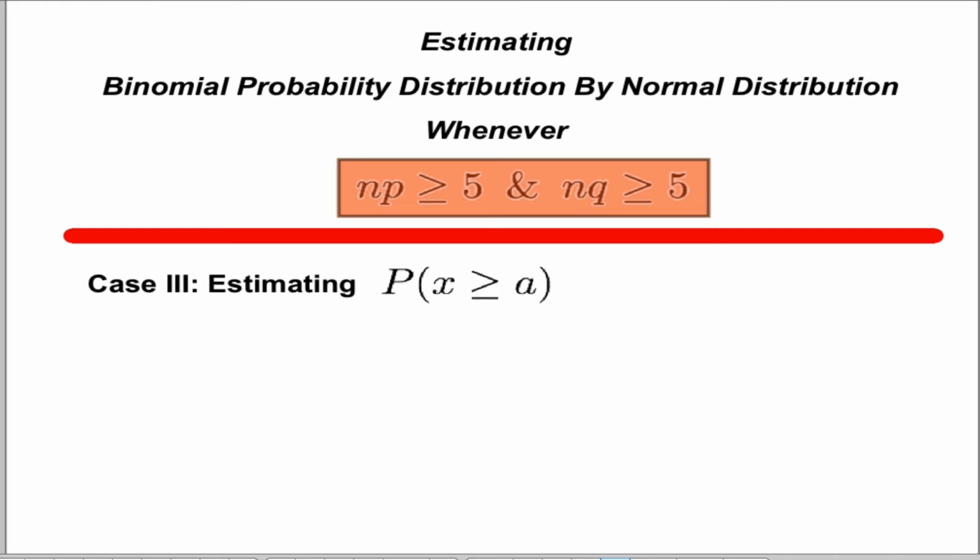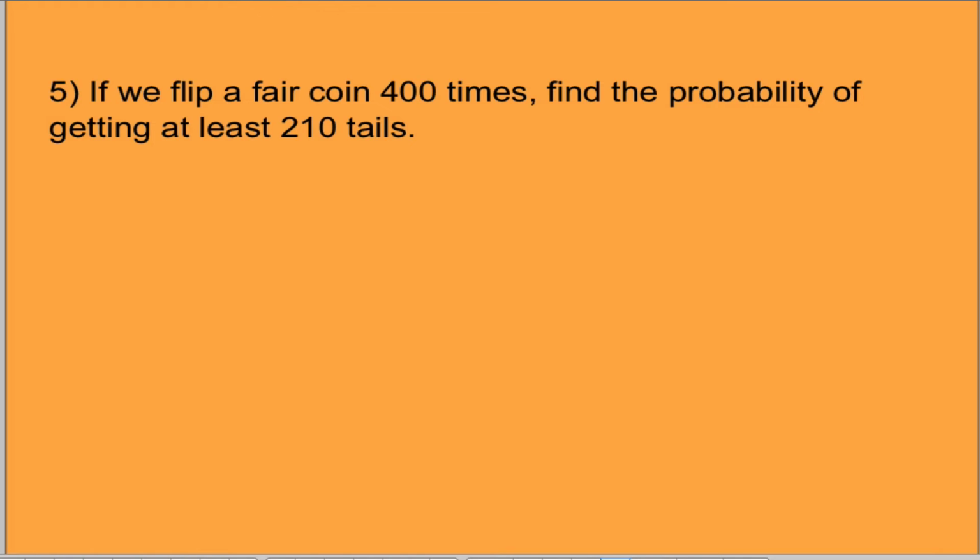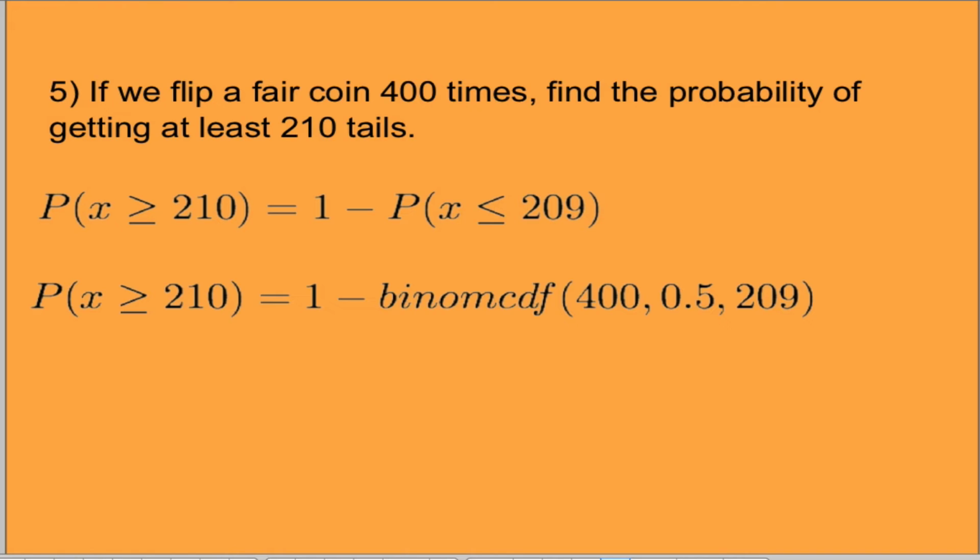Our next case is probability that x is greater than or equal to a. On the left side, we have binomial. On the right side, we have normal distribution. Again, we're looking at the fair coin tossing it 400 times, and this time we want to know what's the probability of at least 210 tails. Since we want 210 tails, that means we don't want 209 or less. So we subtract that from a total probability of 1, then use the binomial CDF to complete this problem.